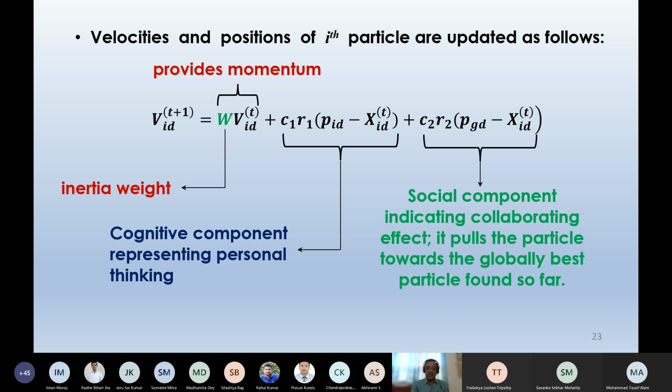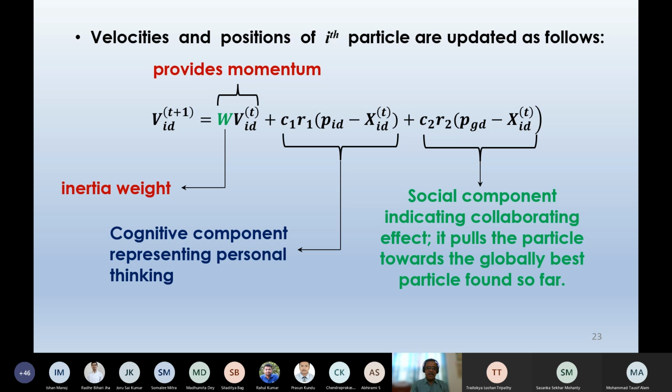That is C2R2 multiplied by PGD minus XIDT. What is PGD? PGD is nothing but the globally best. C2 is the social component constant. R2 is nothing but the random number. So C2R2 multiplied by PGD minus XIDT is the social component. Are you getting my point?